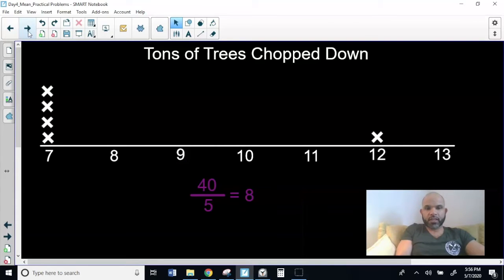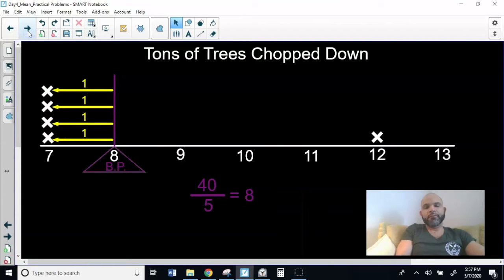Okay. Then, all right, we put our balance point down. There it is. We got our balance point of 8. And then we check our balance. We checked our balance point. This is what you did yesterday. And we have not 1, not 2, not 3, but 4 data points that are 1 unit away from our balance point of 8, right? Which gives us a sum of 4.